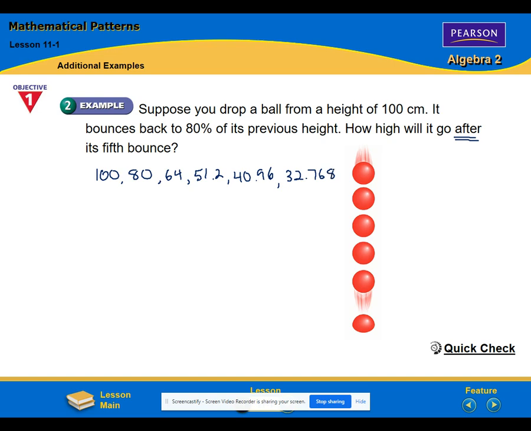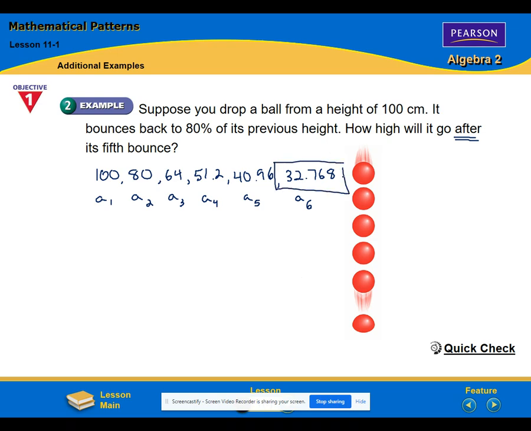Okay, now I want to be really clear about this. This still has a name, and it's called A1. This one is A2. This one is A3. 51.2 is A4. This one is A5. And our answer is A6. The sixth number is actually after the fifth bounce.